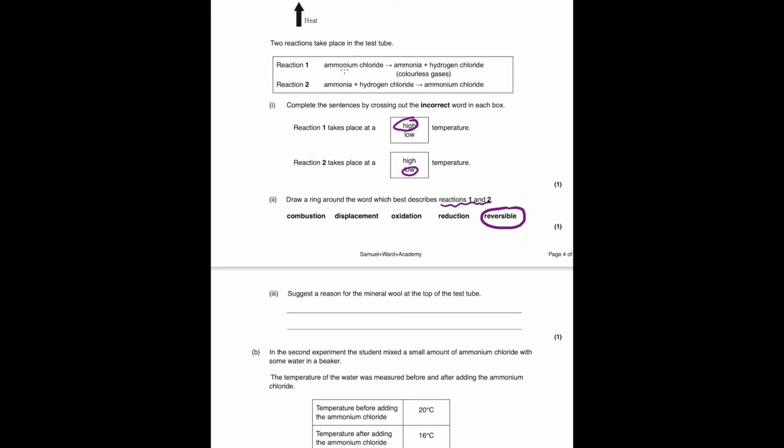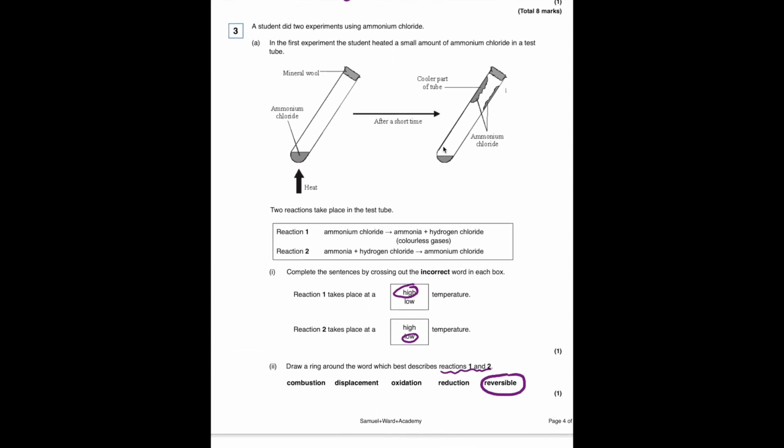Suggest a reason for the mineral wool at the top of the test tube. So this is in order to stop any of that ammonium chloride product escaping.